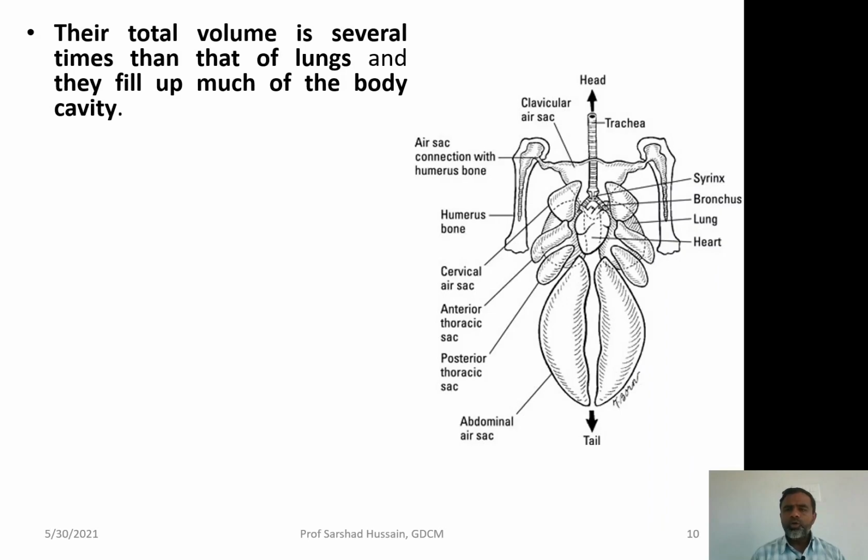The total volume of the air sacs is much higher as compared to the volume of the lungs, because you can see they have a much greater size. Moreover, they fill much of the body cavity of the birds. So, by filling much of the body cavity with a very light material, the air sacs, having air inside them and very little weight, the body of the birds is kept light in weight, thus helping in flying.